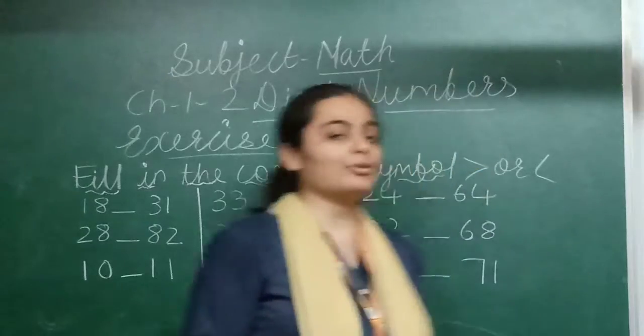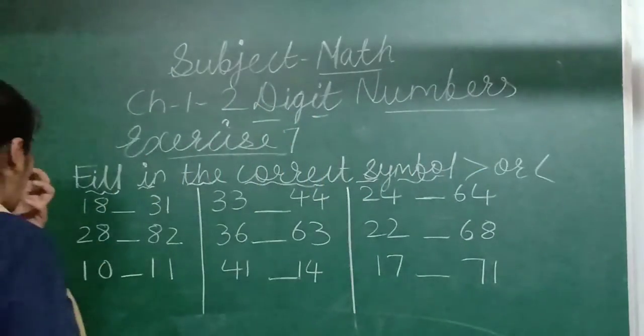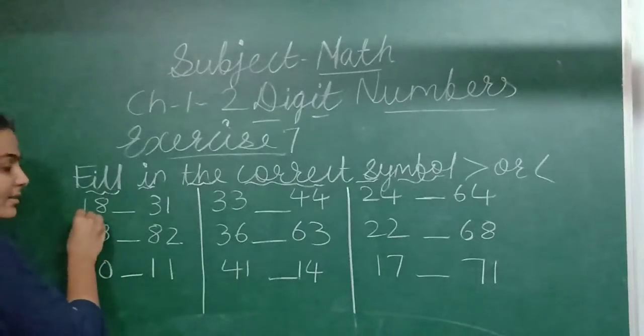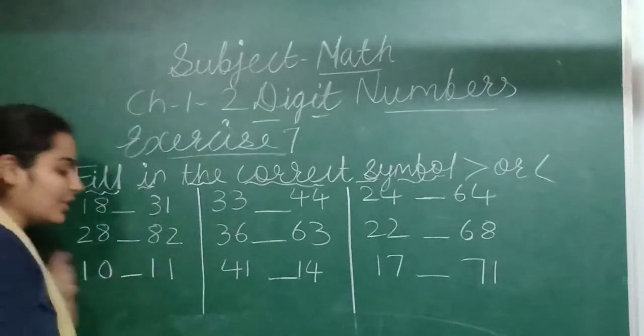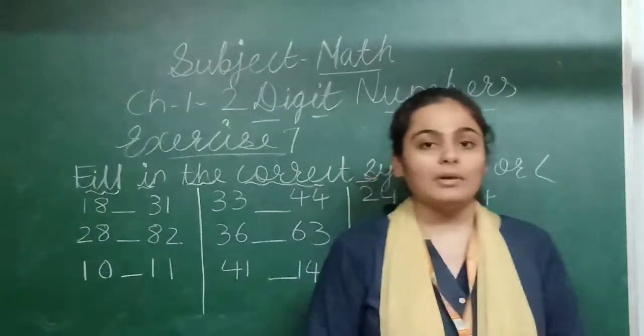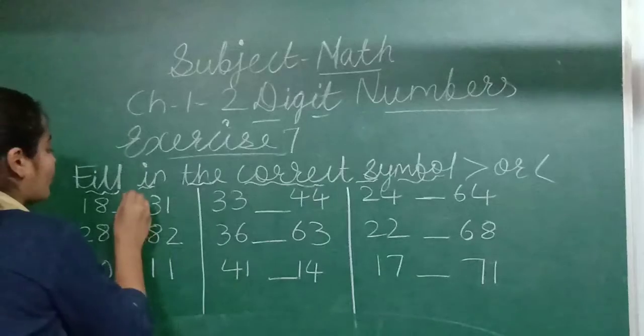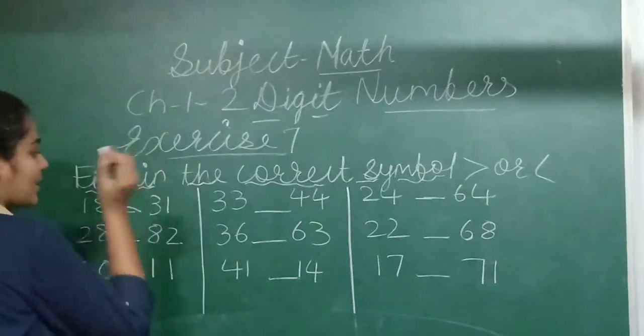So how do we come to know? We have to compare the tens digit. Here in the tens digit, 1 is there and here 3. So from 1 and 3, which number is bigger? Of course, 3 is bigger. So we have to put the symbol on this side.